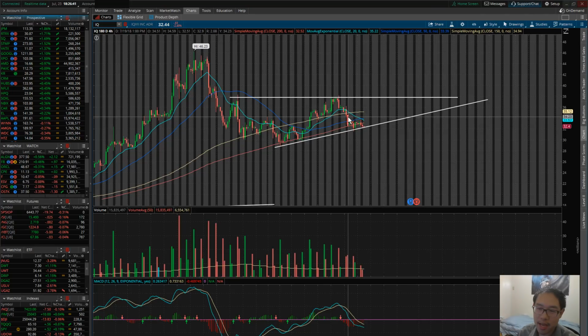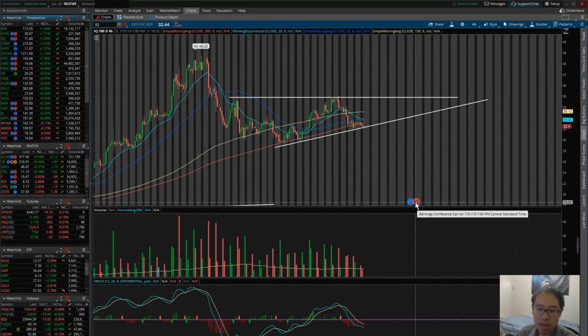I started exiting, and then I started accumulating more shares at $33 back down here because we're at the support. It really saved me, I think, $2 per share, I believe, but not too much. Given that IQ does move pretty quickly, I guess that is a little bit, but you guys can see we're at the support. Now, the one thing about IQ is we have earnings coming up next Monday, I believe.